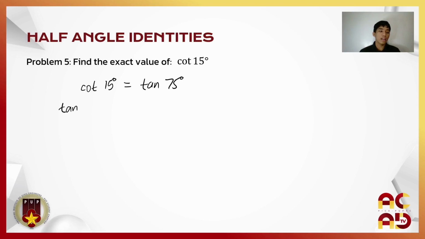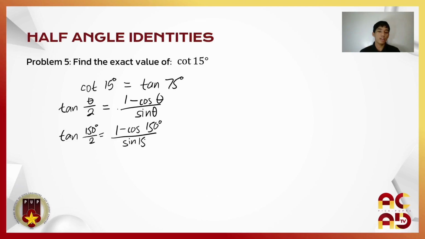So, using the half-angle identity, tangent theta over 2 is equal to the square, actually, merong other ginagamit na half-angle identity for tangent. So, pwede natin magamit yung 1 minus cosine theta all over sine theta. So, para sa akin, mas madali natin ito magamit. So, ang theta natin is 150 degrees over 2. Kasi, yung 150 degrees, half niya ay 75 degrees. So, 1 minus cosine 150 degrees all over sine 150 degrees.